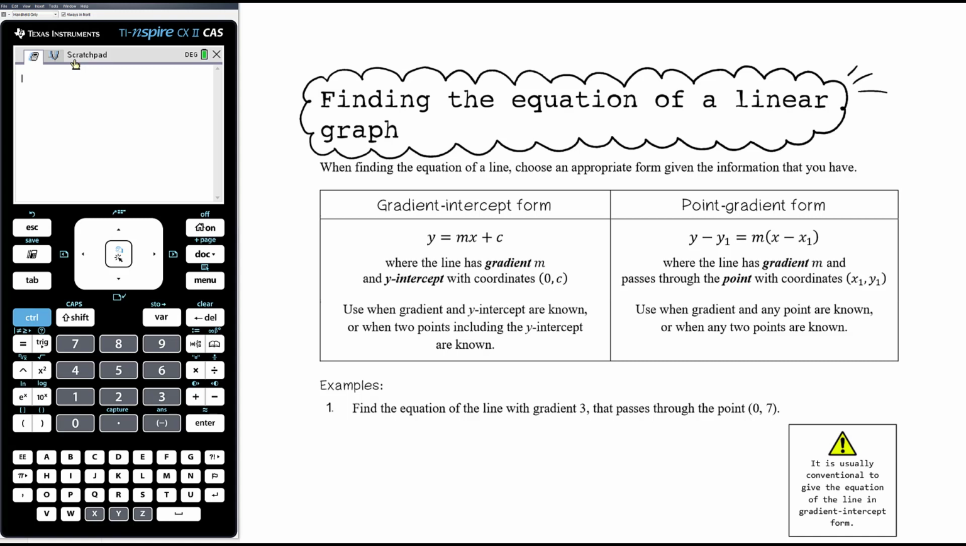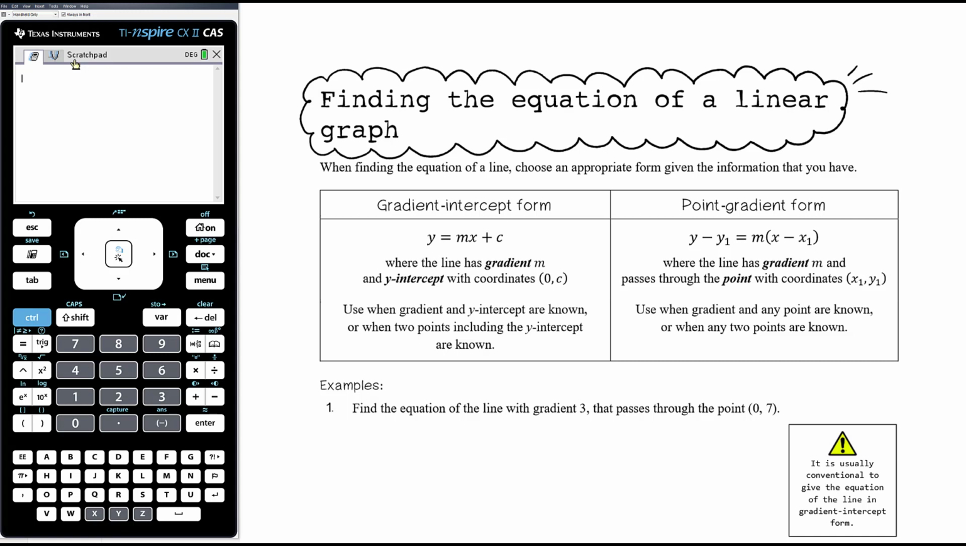Okay, so in this video, we want to find the equation of a graph. Up until this point, we've looked at sketching linear graphs. So given the equation, draw the graph. What we want to be able to look at today is if you have the graph or information about the graph, can you find the equation?